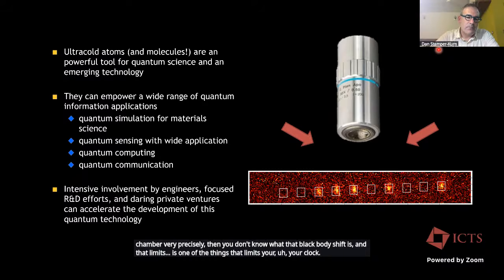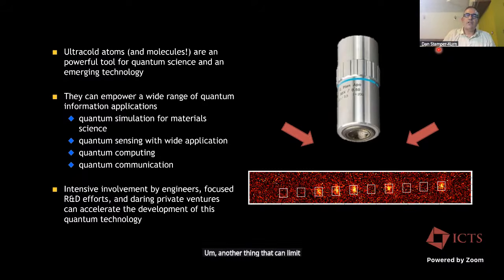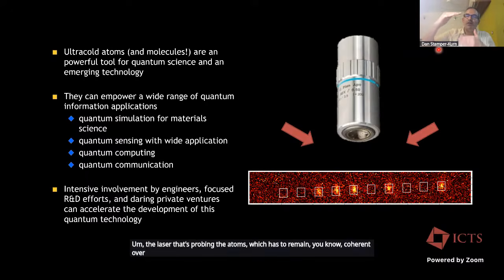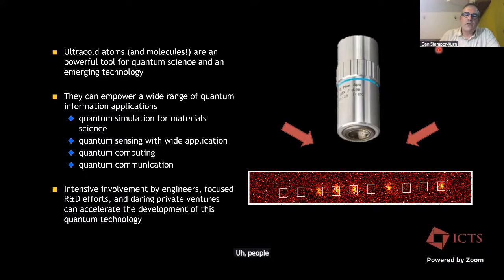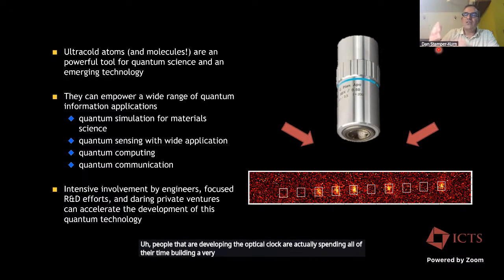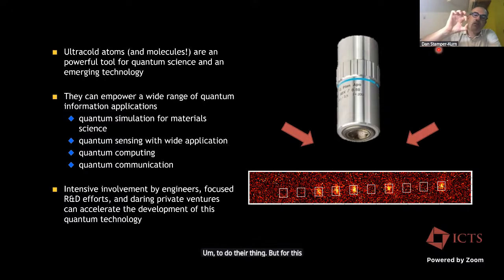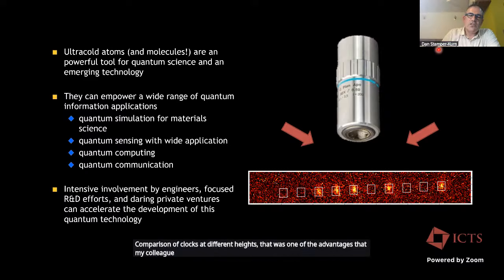Another thing that can limit optical clocks is the laser that's probing the atoms, which has to remain coherent over the time between one operation and the next operation of your clock. So a lot of the people developing optical clocks spend all of their time building very quiet lasers and very quiet laser cavities. But for this comparison of clocks at different heights, that was one of the advantages that my colleague Shimon Kolkowitz took advantage of.